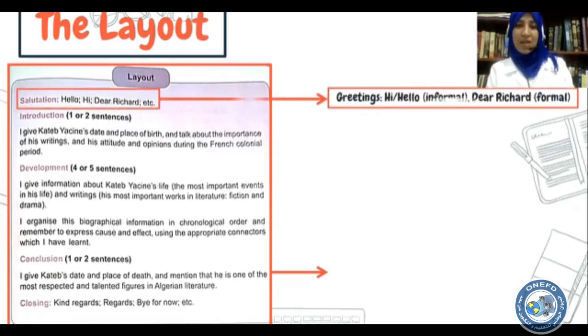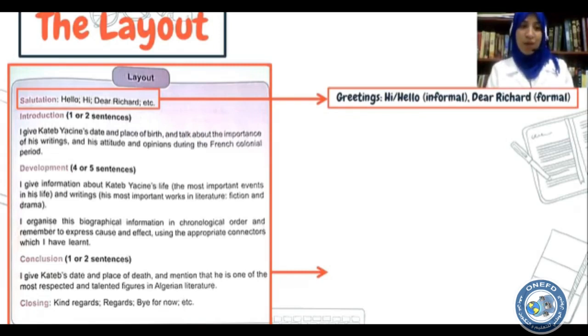What we mean by salutation is greetings. For informal situations, what does informal mean? It means you use it with persons you know very well, for example, your friends, your siblings, brothers, sisters, cousins. So it is in an informal way, and here you are going to greet them using hi or hello. For formal situations, it means with persons you don't know or you respect very much. So here you don't use hi or hello, you use dear. For example, dear Richard.